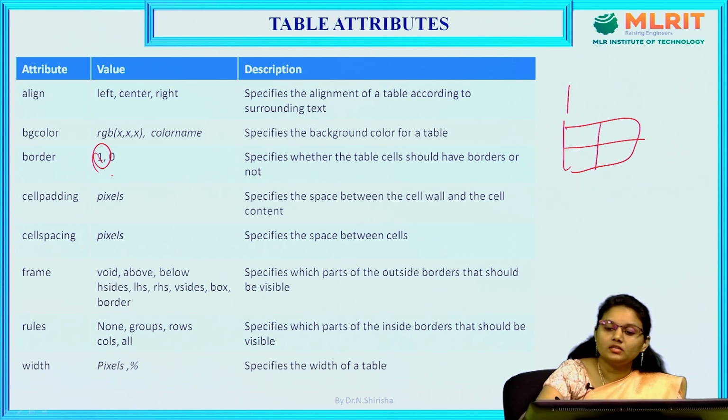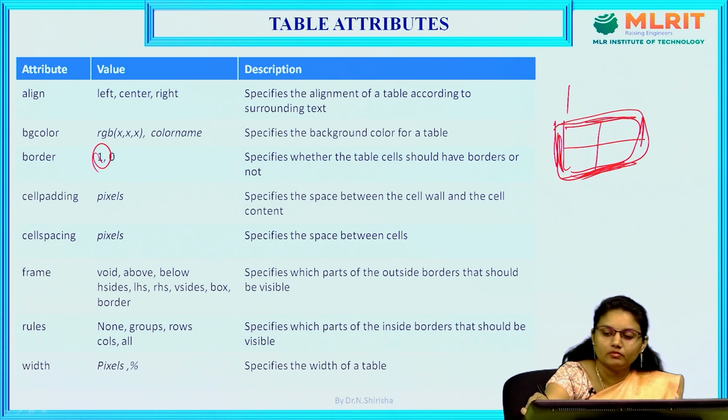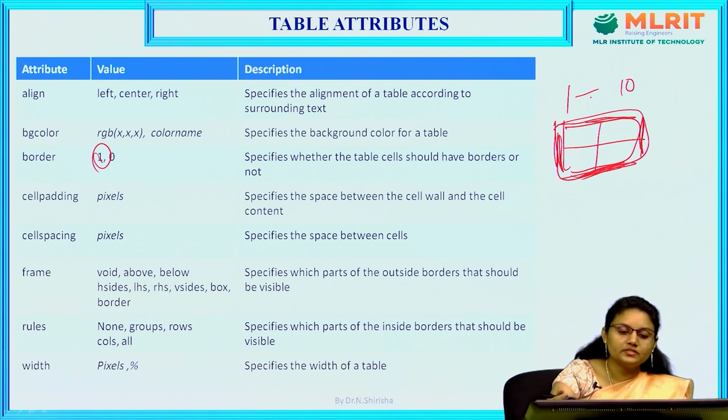Suppose you want some more thicker border, then you may raise from 1 to 10 or 1 to 5 according to the requirement. The number may increase. Okay, so this specifies whether the table should have the borders or not. If you want the border, you'll give 1. If you don't want it, you'll give 0.